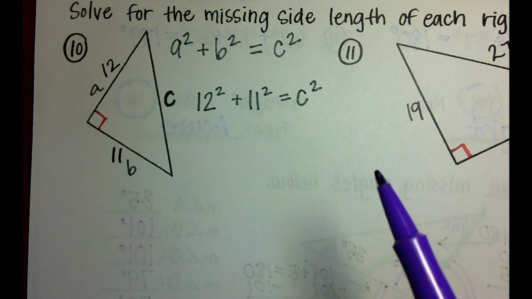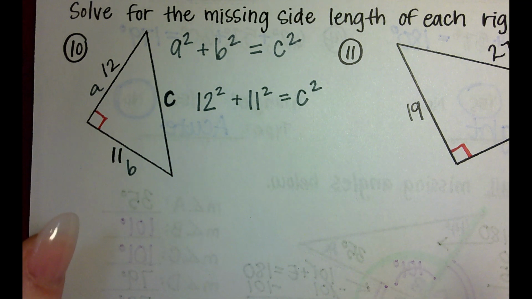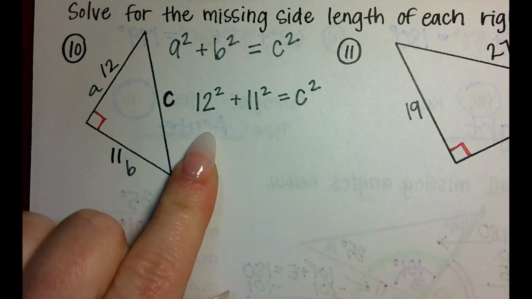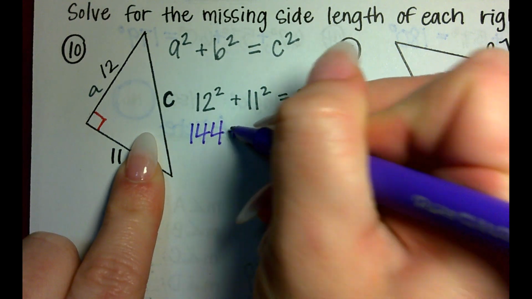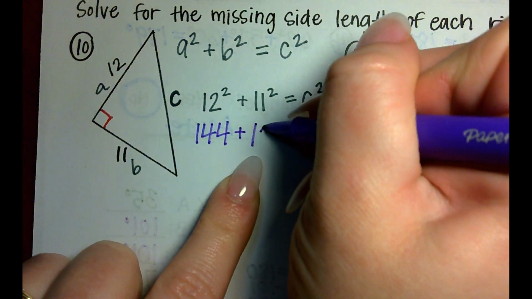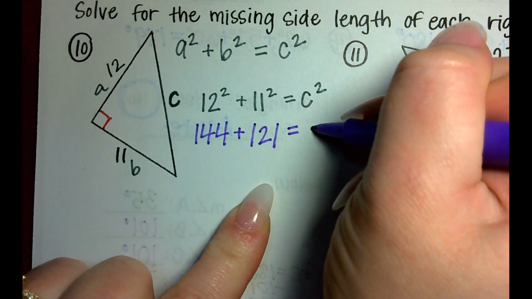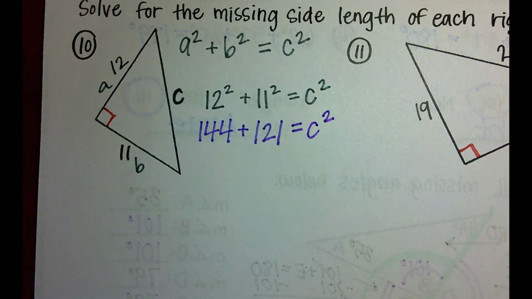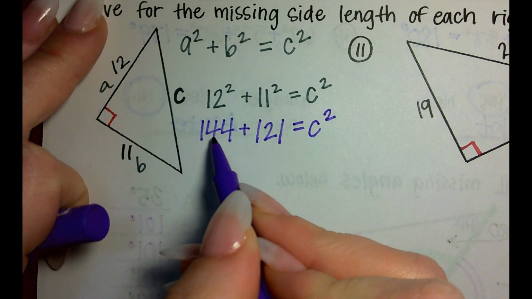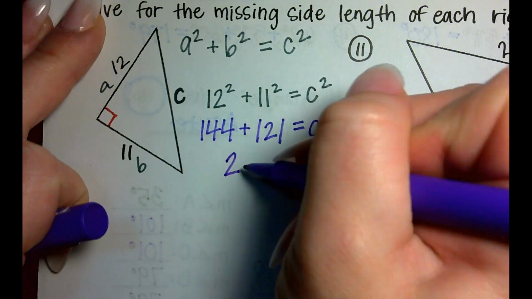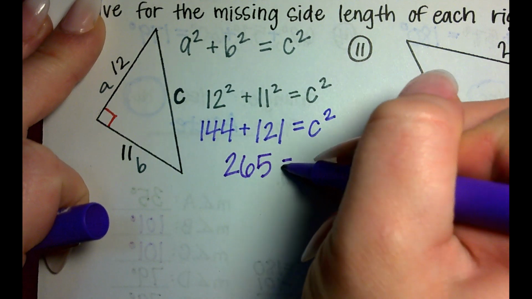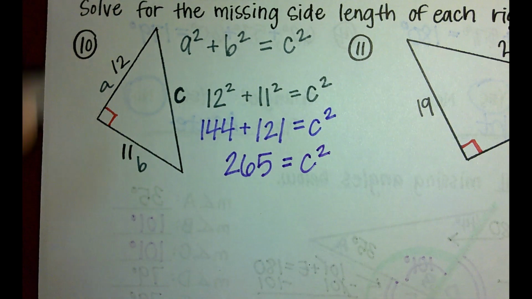Multiply? Yeah. Okay, so 12 times 12, right? 144, plus 11 times 11, 121, equals C squared. What should we do now? Add our like terms. 144 plus 121 is 265. Yes. So 265 equals C squared. What's our last step?